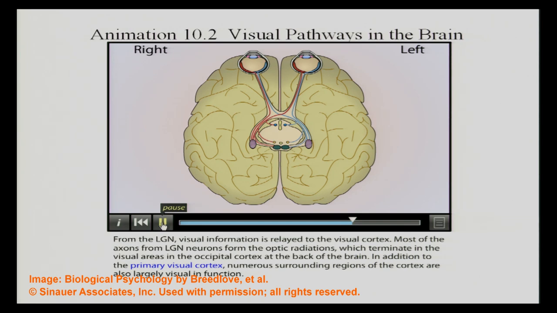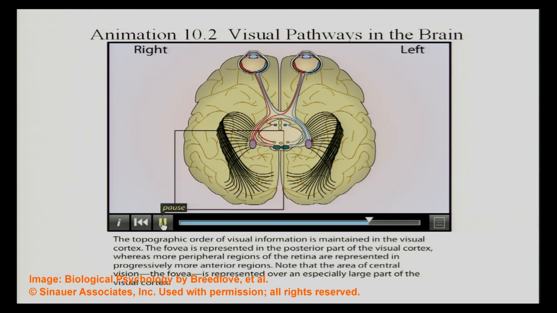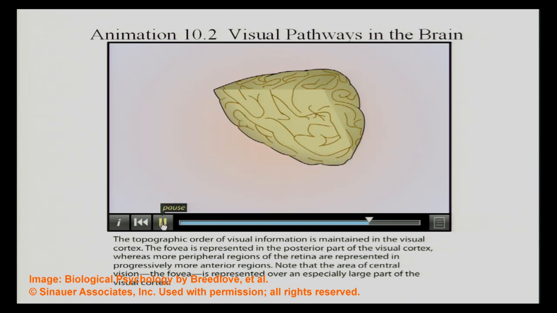From the lateral geniculate nucleus, visual information is relayed to the visual cortex. Most of the axons from lateral geniculate neurons form the optic radiations, which terminate in the visual areas in the occipital cortex at the back of the brain. In addition to the primary visual cortex, numerous surrounding regions of the cortex are also largely visual in function. The topographic order of visual information is maintained in the visual cortex.